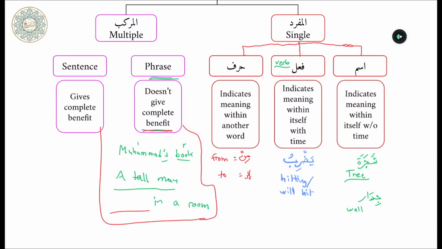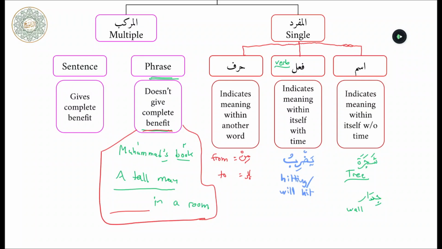Okay, so we have this in the Arabic language as well, where you have, for instance, we'll use the exact same words, Kitabu Muhammadin. That means Muhammad's book. What about Kitabu Muhammadin? Is it open? Is it lost? Is it stolen? Etc. A tall man, Rajulun tawilun. What about the tall man? In a room, Fil ghurfa. Well, who is in the room? Is it Muhammad? Is it Zaid? In all these scenarios, even though you have multiple words, you have yet to give complete benefit.